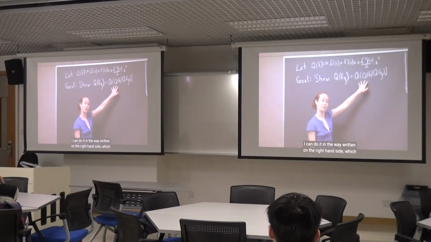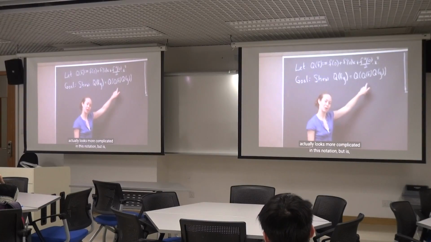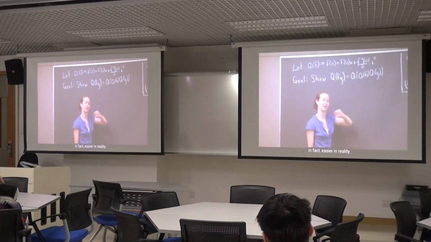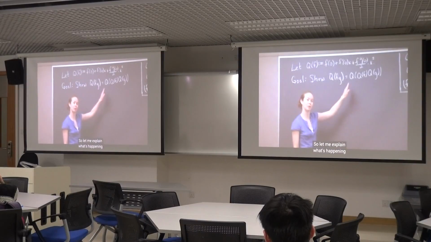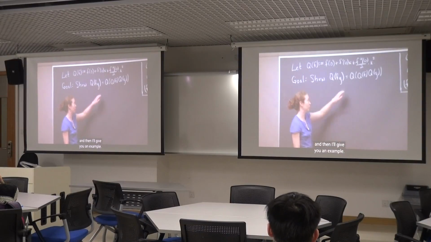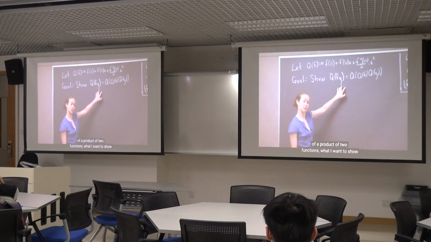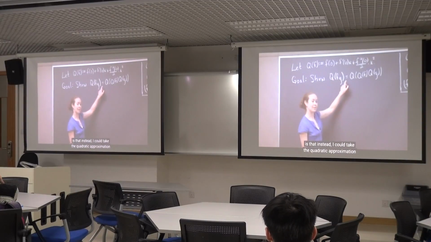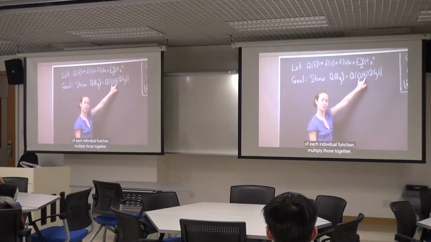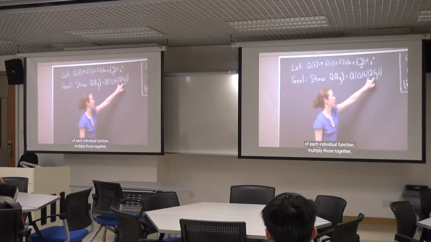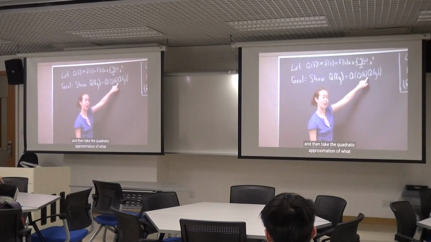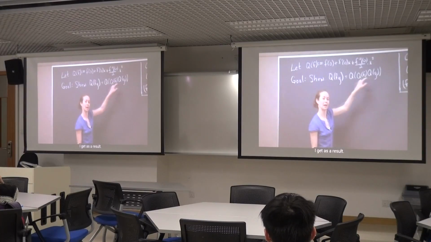I can do it in the way written on the right-hand side, which actually looks more complicated in this notation, but is in fact easier in reality. So let me explain what's happening, and then I'll give you an example. If I wanted to take the quadratic approximation of a product of two functions, what I want to show is that instead, I could take the quadratic approximation of each individual function, multiply those together, and then take the quadratic approximation of what I get as a result.